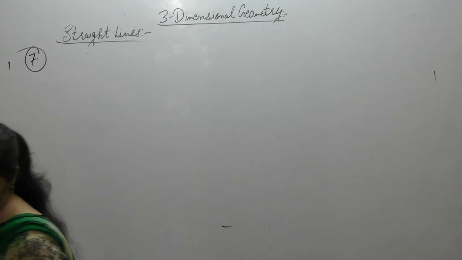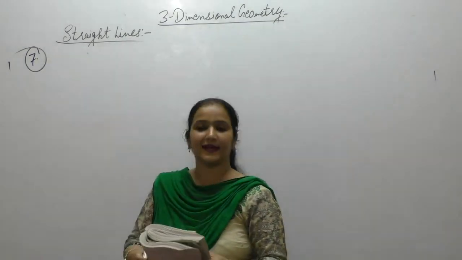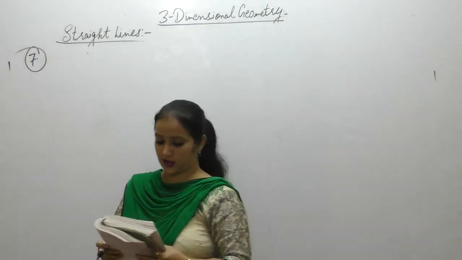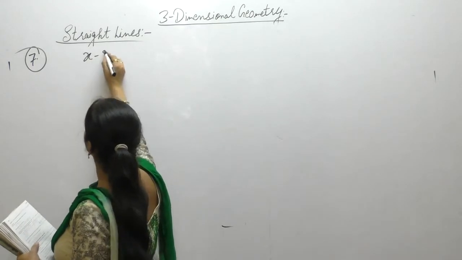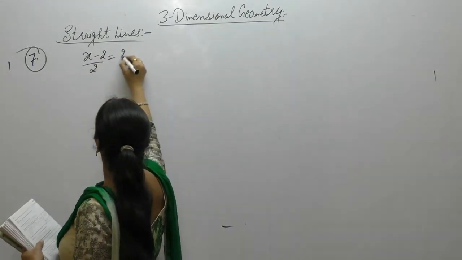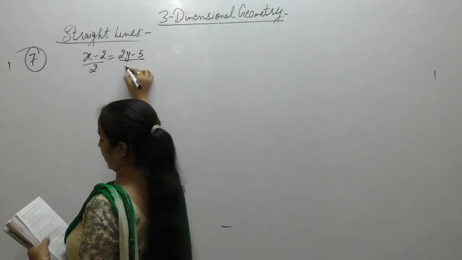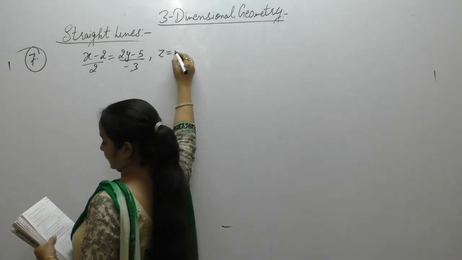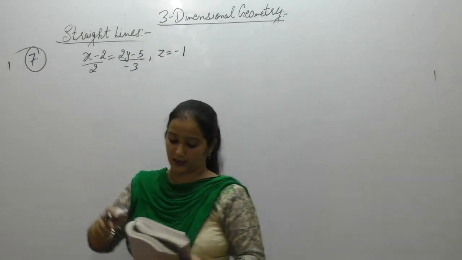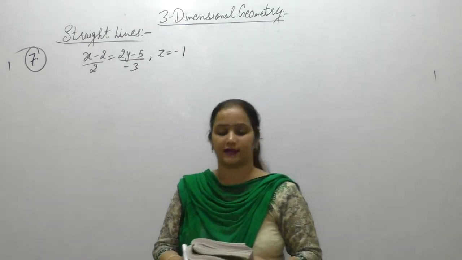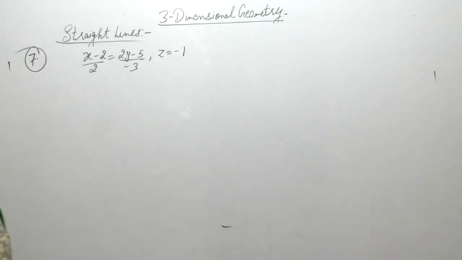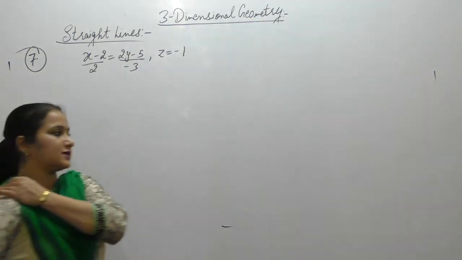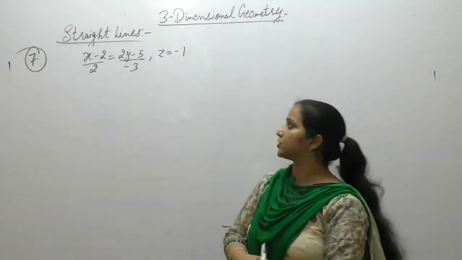Now the next question. Find the direction cosines of the line. The line given is (x minus 2)/2 = (2y minus 5)/(minus 3) = z = minus 1. Also find the vector equation of the line. First we want to find the direction cosines, then the vector equation of the line.